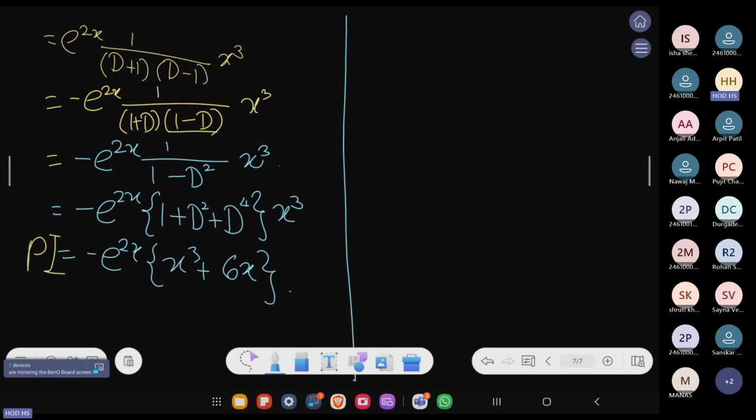Write down your complete solution as y is equal to CF plus PI. Add those two, whatever the values that we have: CF plus PI.